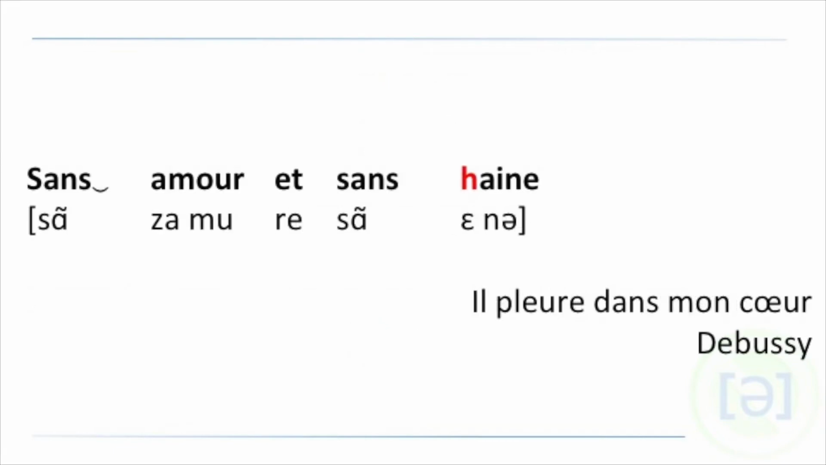So, for instance, we have that word in Il pleure dans mon cœur by Debussy, sans amour et sans haine. So here we see that we could wonder if there is going to be a liaison between sans and haine, but since the H is aspirate, there will be no liaison. So we don't say "sanz haine," but "sans haine."